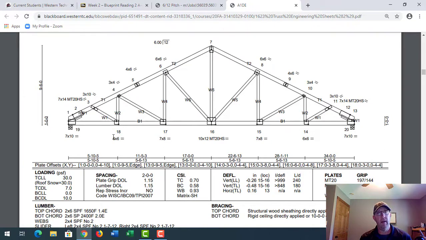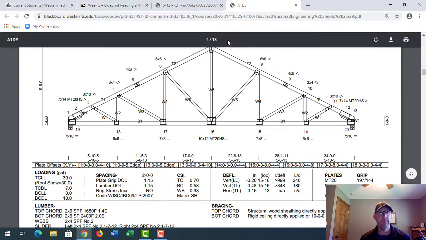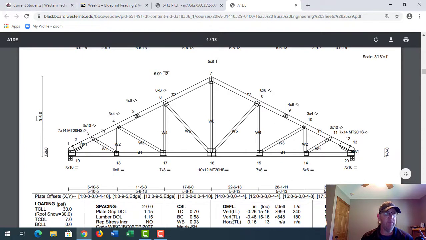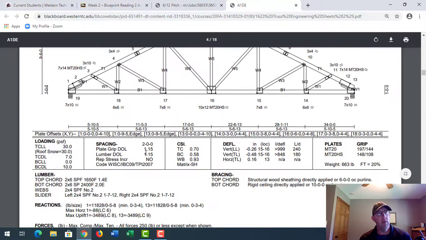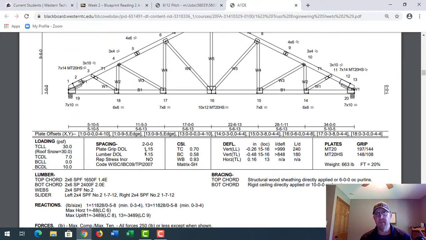So let's take a look at a couple of things. Let's see what is the actual span of the truss. If we remember, the span is going to be right here. So we have 34 feet. What is the actual height? The actual height is going to be over here on this left-hand side. We have 9'6", so not too terribly tall. I bet you're probably wondering, what does this weigh? 663 pounds.